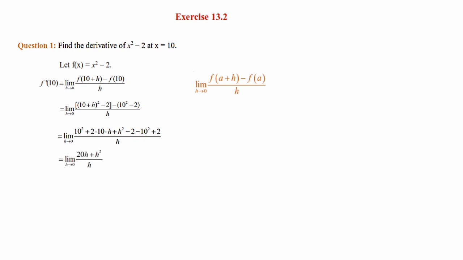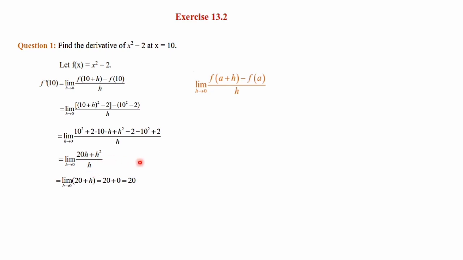Then limit h tends to 0, here plus 10 square minus 10 square can be cancelled. Then 2 into 10 into h, that is 20h, that is written here. Then plus h square, and here there is a minus 2 and plus 2, that also can be cancelled. So plus 10 square minus 10 square cancelled, minus 2 plus 2 can be cancelled. The balance we have written here 20h plus h square divided by h. That is limit h tends to 0. You can take h common from numerator, that is 20h plus h square. There is a h common. If you take h common and cancel with the denominator, the numerator we will be having balance only 20 plus h.